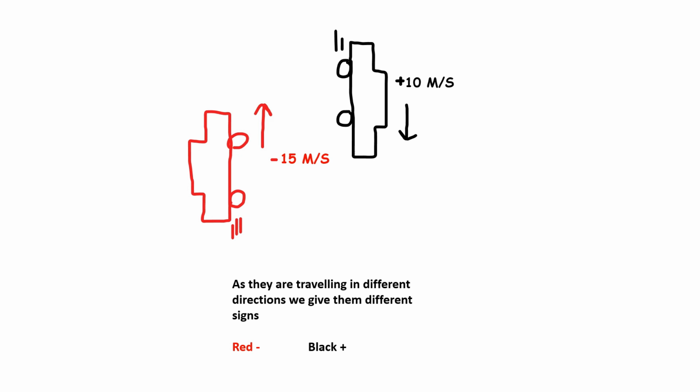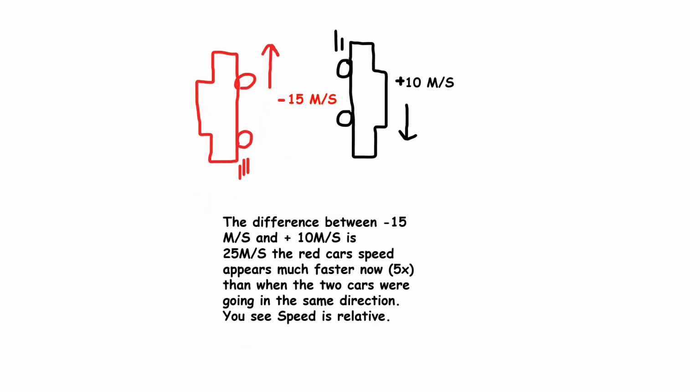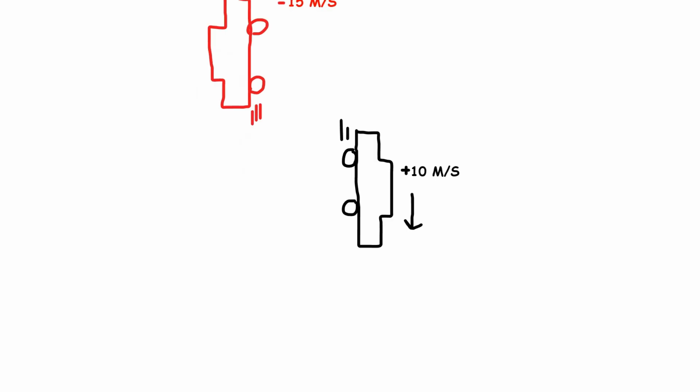We could give them the other sign to each one. So we could give black minus and red plus, but this is how we've done it. In fact, speed, when it's like this, is velocity, which is another lesson. The difference between the cars now, between minus 15 and plus 10, is 25 meters a second. So the black car will now see the red car traveling 5 times faster. Whoa! It'll whiz past the black car, and the people will feel like the red car is going much faster. To them, it's traveling at 25 meters a second.